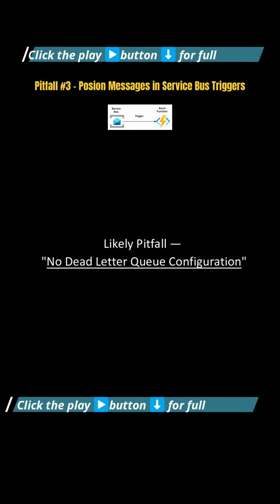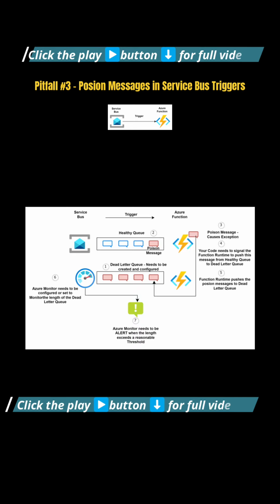In production, configure your Service Bus or Event Hub with a dead letter queue, or for storage queues, set the maxDequeueCount property in host.json. Add alerts on dead letter queue length, and that's your early warning system.